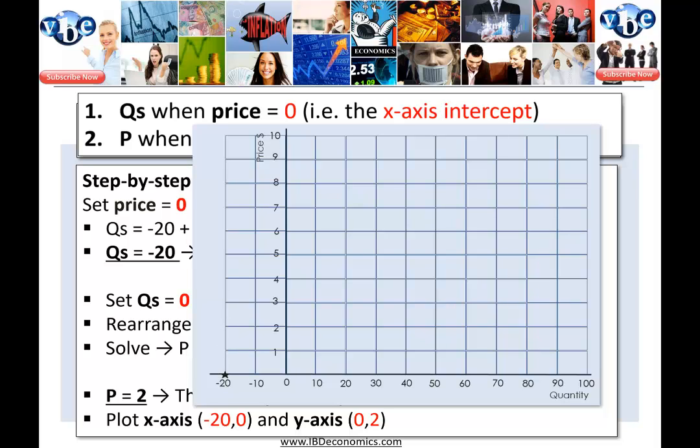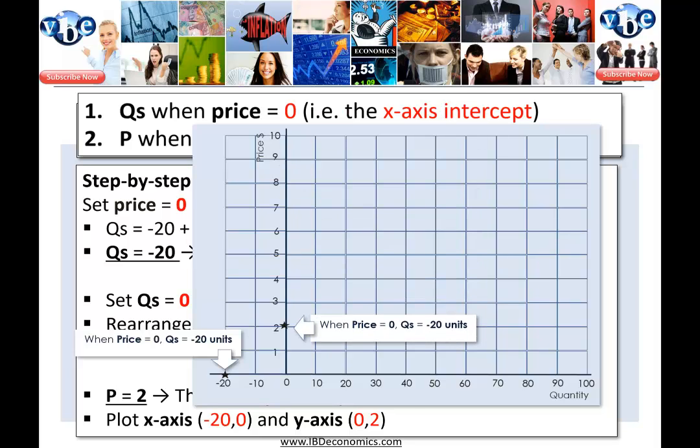Putting our points in, there goes minus 20 and 0. When price is 0, quantity supplied equals minus 20. Sorry, when the quantity supplied is 0, then the price equals $2. 2 points, join them up, and you have your supply equation. Not too difficult at all. And we'll do lots of practice with this.